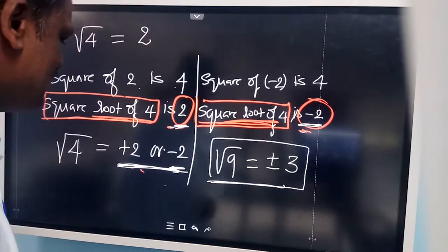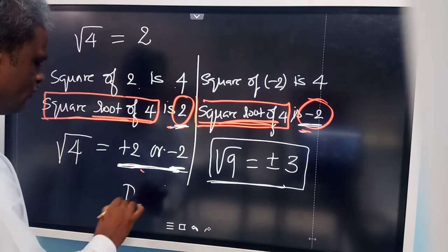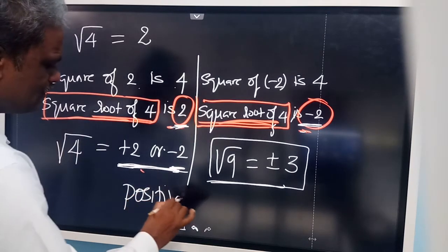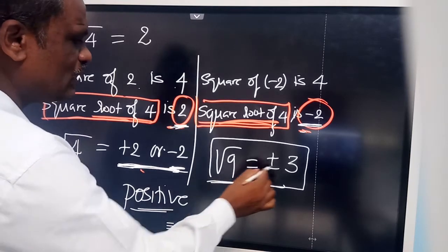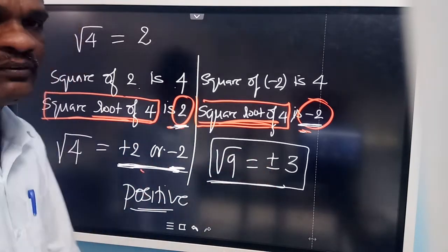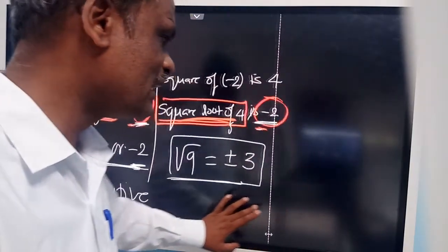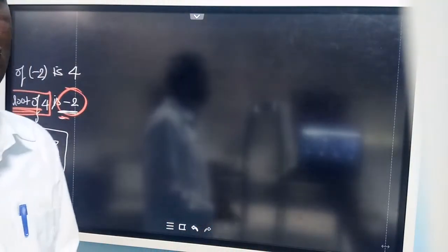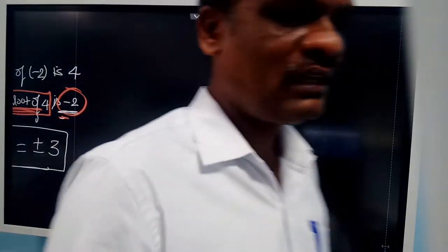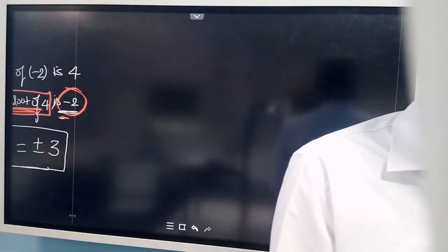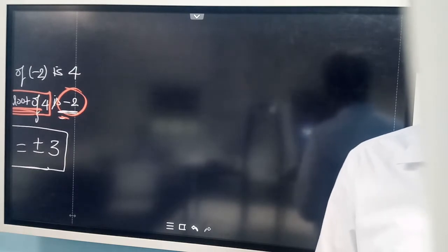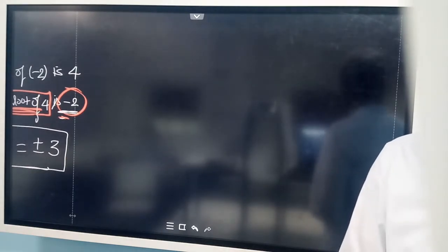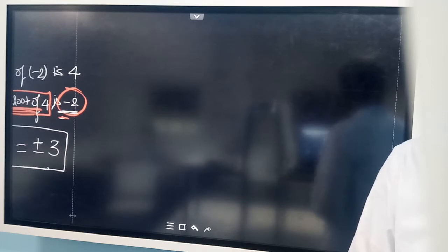But in this class, in class 8, we are going to learn only positive values, positive roots only. We are going to take only plus 3 or plus 2 only. Negative numbers we are not going to consider in class 8. But you should know the square root of a number always has two signs, either a positive number or a negative number. Is it clear? Are you following? So either a positive number or a negative number. You will get 2.